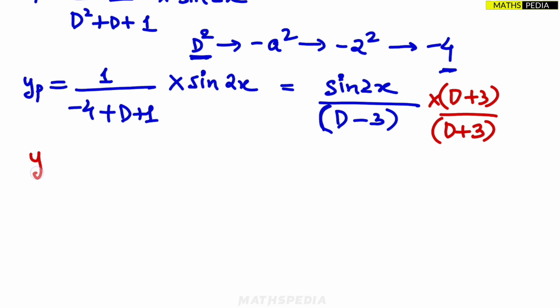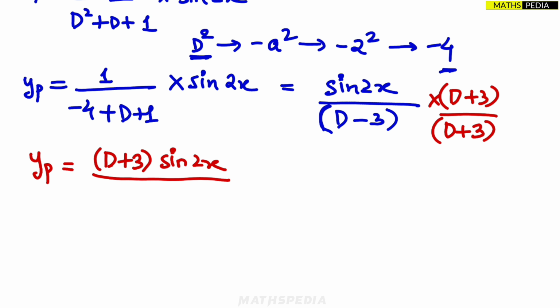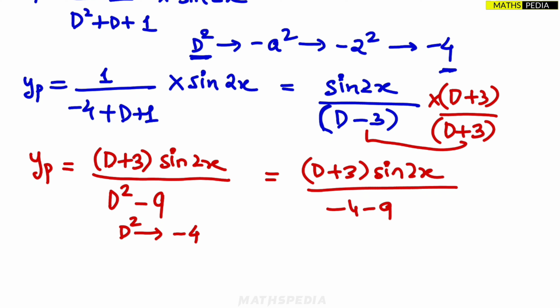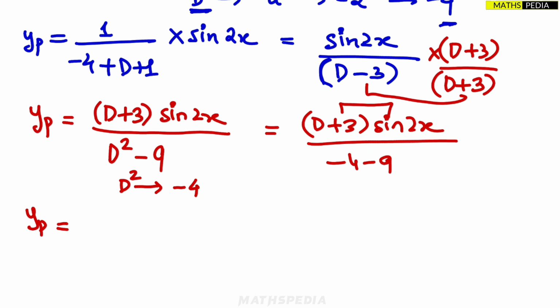So what will happen to this? yp is equal to, I'll write like this, D plus 3 into sine 2x divided by, now this part will become a square minus b square, which is D square minus 3 square. 3 square is 9, right? Now in place of D square, we are going to substitute minus 4. Again we are going to substitute. So what will happen? D plus 3 into sine 2x divided by D square minus 4 minus 9. What is minus 4 minus 9? Minus 13.